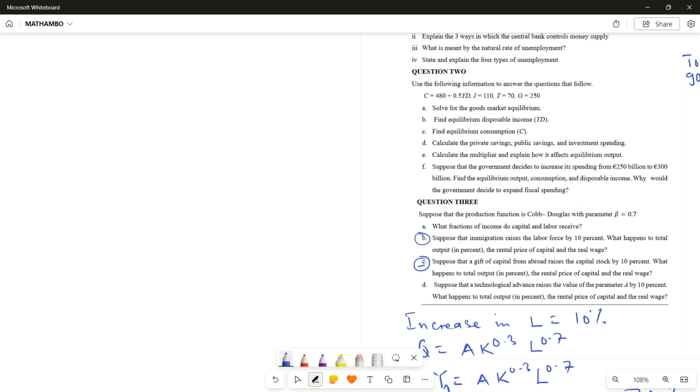You do the same thing to find the impact on output: get the initial amount of output before the increase in capital, then get the second one with the increase in capital. Since capital has increased by 10%, our y1 will still be the same production function, which is A K to the power 0.3, labor to the power 0.7. Then our y2 will be A, capital increased by 1.1, so 1.1 K, then everything to the power 0.3, then labor to the power 0.7. This will be your y2.